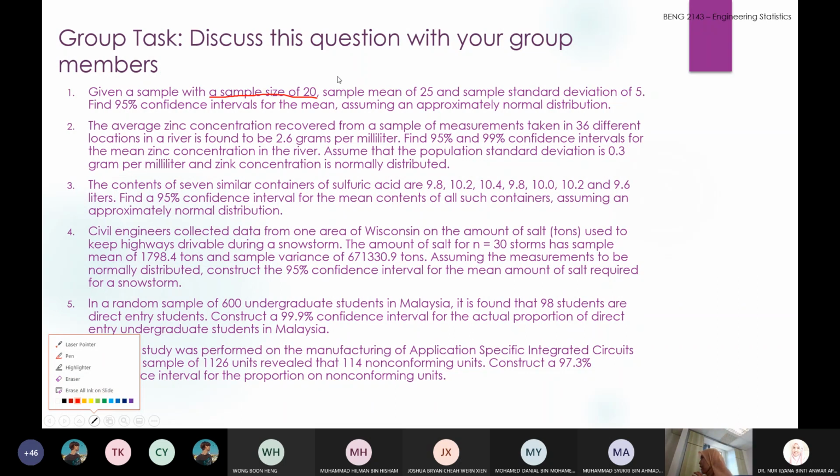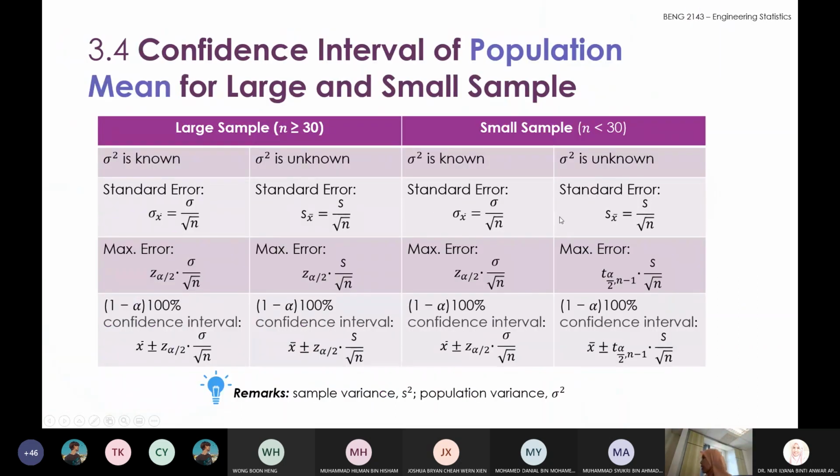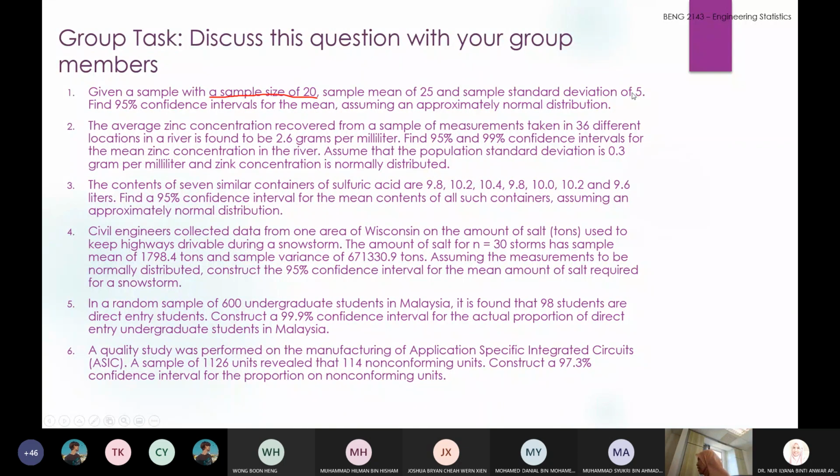For question number 1, n is small, and they didn't say anything about the population variance. In the information, we only have the sample standard deviation, meaning we only have S equal to 5, sample mean equal to 25, and n equal to 20. So n equal to 20 is a case of small sample.